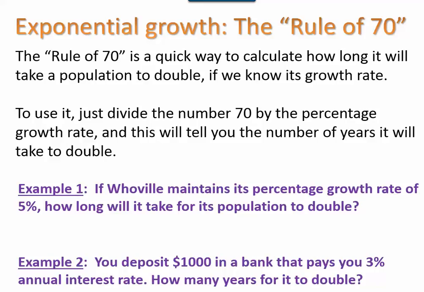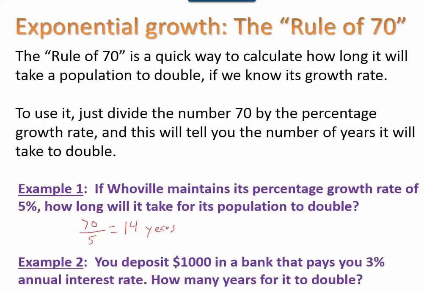So let's take an example 1. If Whoville maintains its percentage growth rate of 5%, how long will it take for its population to double? And by the way, if you want to go through and learn the math about why it's 70 and not rule of 65 or something like that, we can do that in class tomorrow. So it's really pretty basic. We're going to do 70 divided by 5, which is 14 years.